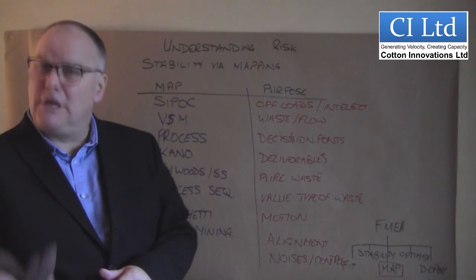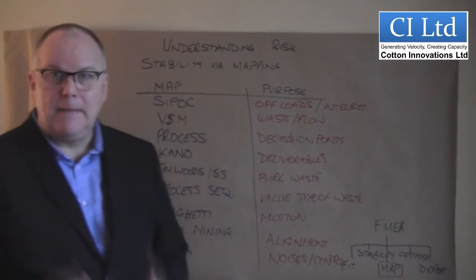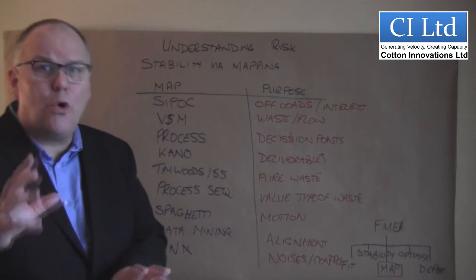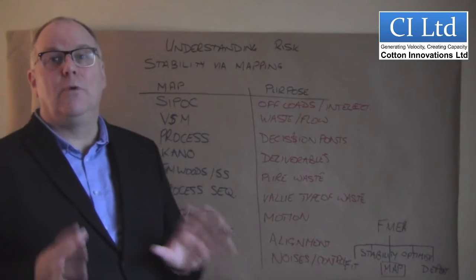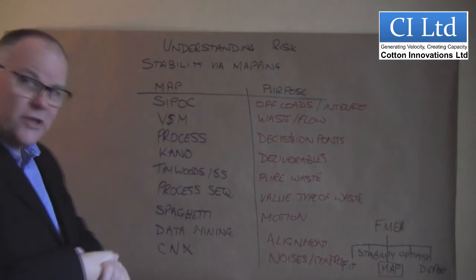One of the tool sets that is really useful when you're thinking about risk is to use something called mapping. Mapping is a very powerful tool set, but there's a whole bunch of maps to use or consider to help you when you're looking at your process. So what do we mean? We could use a SIPOC map.